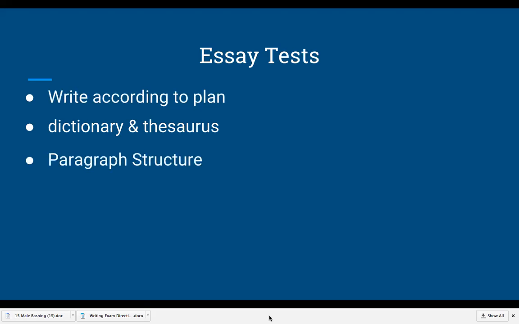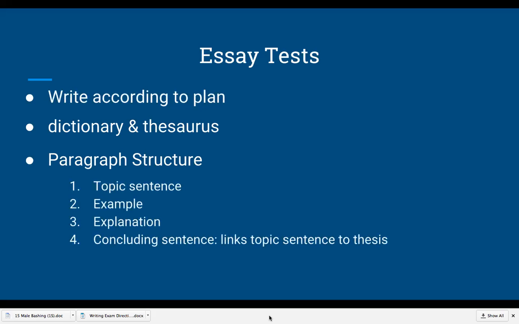Paragraph structure is really, really important. This is kind of like a map so that we don't get lost as we're writing on the spot during a timed essay exam. We want to know the structure very clearly. So the structure is this.